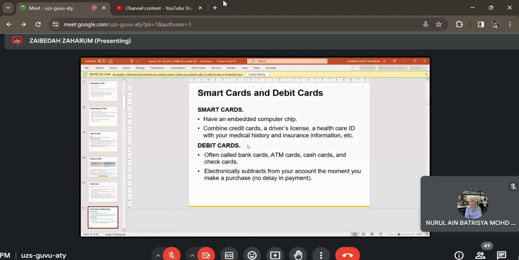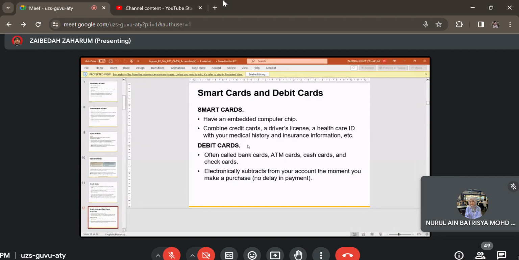Now we go to the smart card and debit card. Smart card pula have an embedded computer chips. Di mana dalam smart card tadi combine credit card, a driver license, a healthcare ID with your medical history and insurance information, etc. Smart card kalau kat Malaysia ni, selalunya macam kita punya IC lah. Dalam IC kita, dia ada computer chips yang warna kuning emas tu. Dalam tu ada the information about ourselves lah.